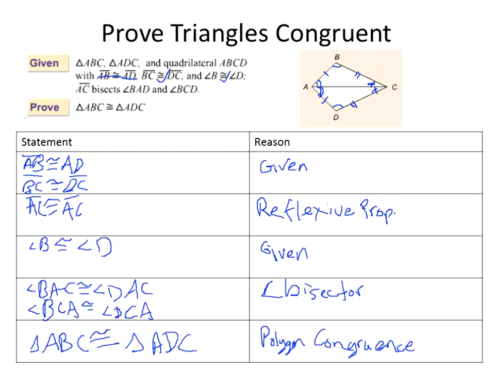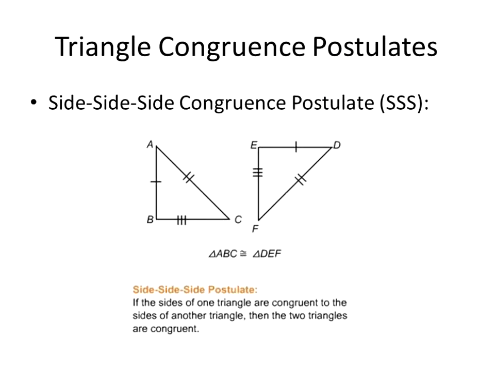So basically back here, once we had this given statement and this piece right here, we could have stopped there and said that we do have two triangles that are congruent based on what we just saw.